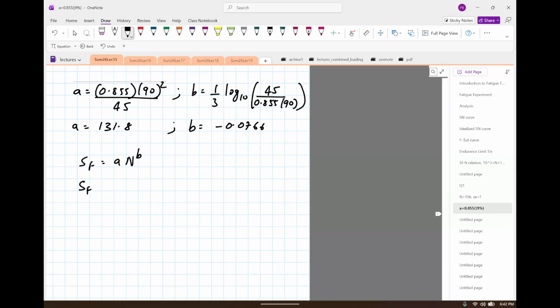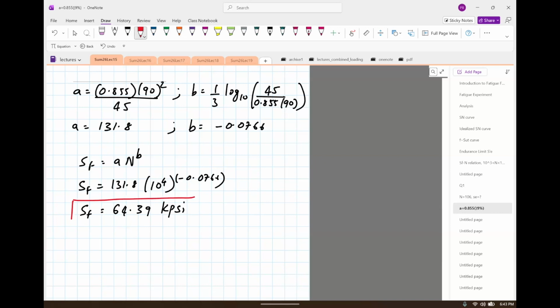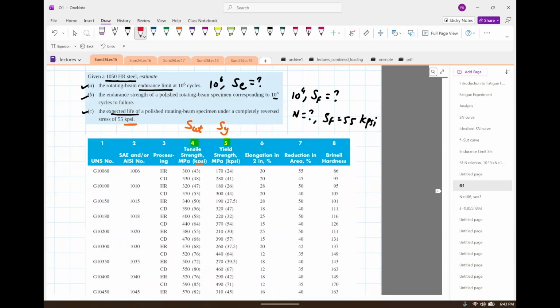and so we can compute SF as A times n raised to B. SF is unknown. A is 131.8. We know that n is 10 raised to 4 and B is minus 0.0766. So subbing in the value, we get SF as 64.39 kpsi. Okay, so that completes part B. Part B was computing cycles to failure.